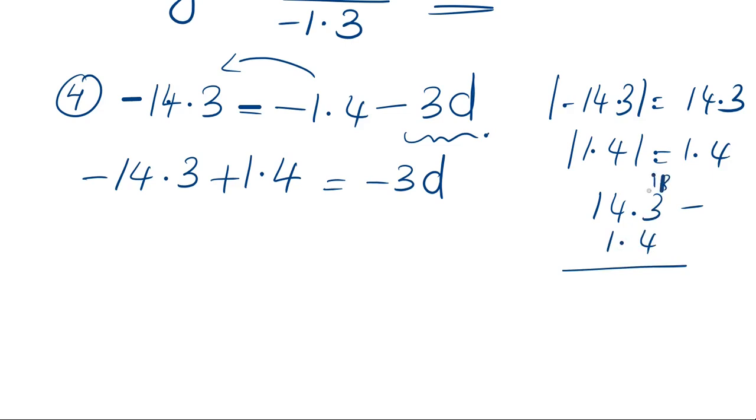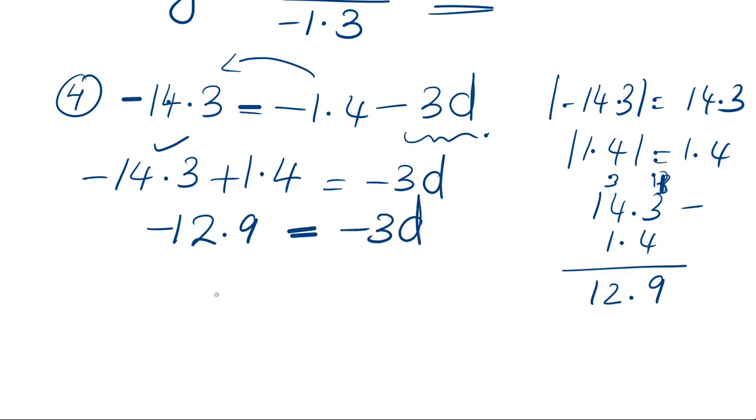Borrow 1, so it's 13. This becomes 3. 13 minus 4 is 9. 3 minus 1, 2. So 12.9. The answer is negative since the number having greater absolute value is negative. So negative 12.9 is equal to negative 3d.